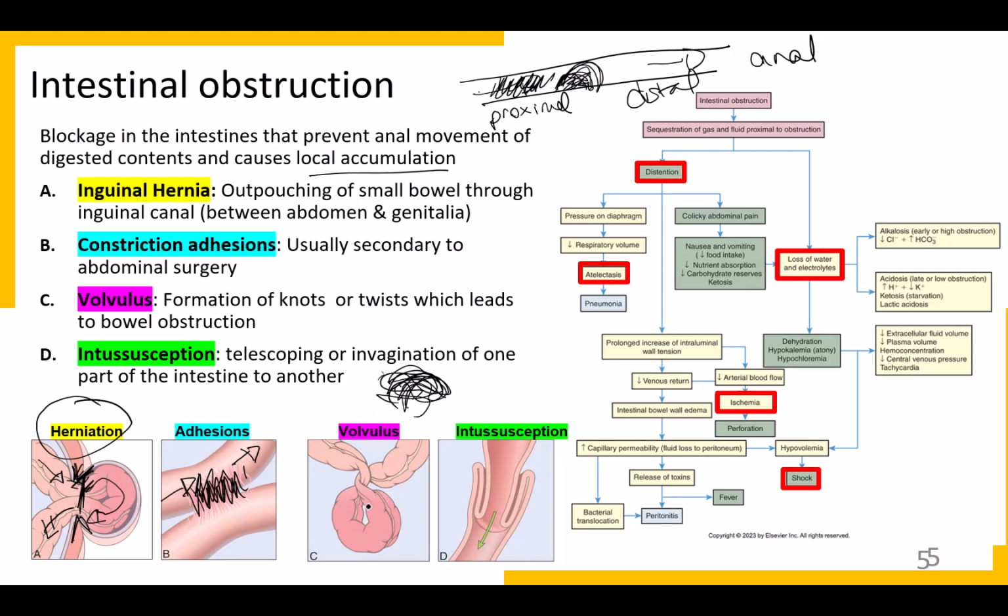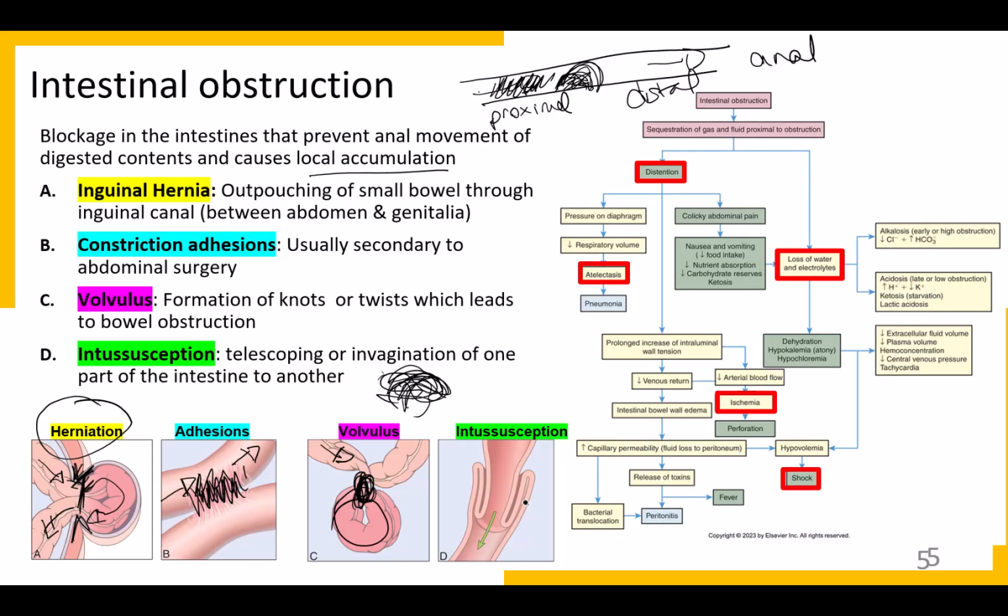A volvulus, as you can see over here, is a knot or a twist in the intestinal area. So again, if you have the flow of contents over here, you can imagine that it's severely inhibited by this knot. So again, you end up with local accumulation. And then intussusception is when you have a telescoping of one part of the intestine into the other, usually because of severe dehydration and malnourishment. And so what happens is, again, the contents then are blocked from actually going through.